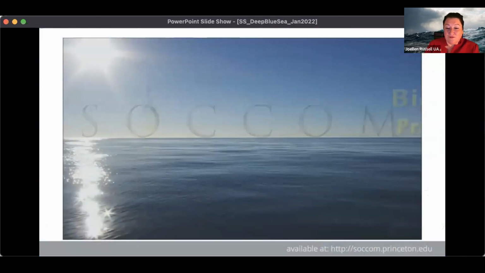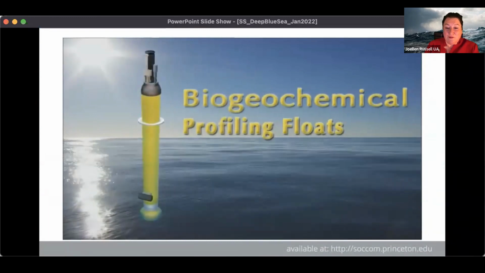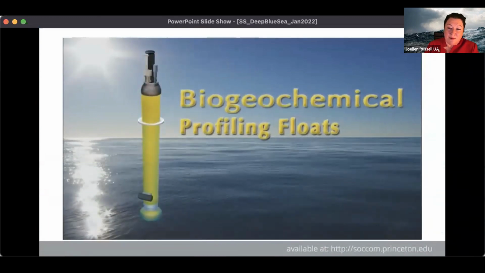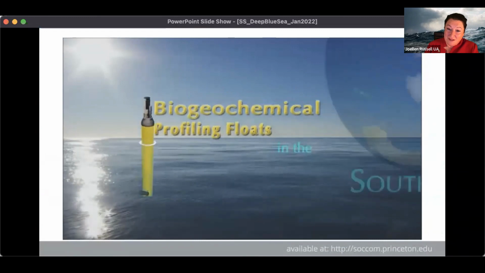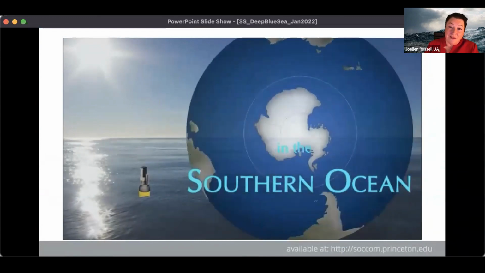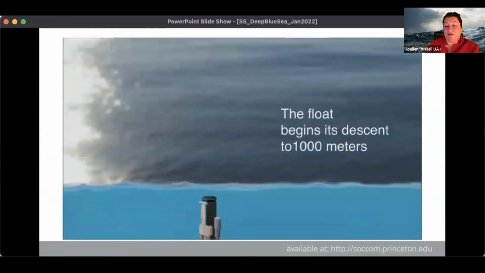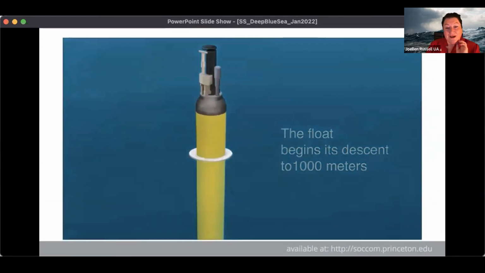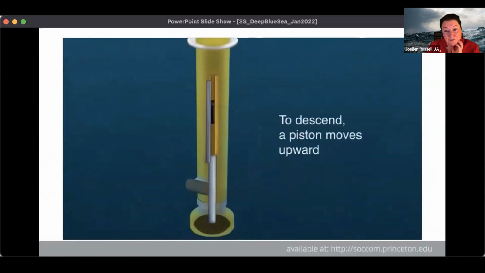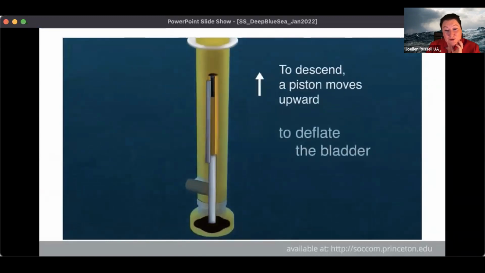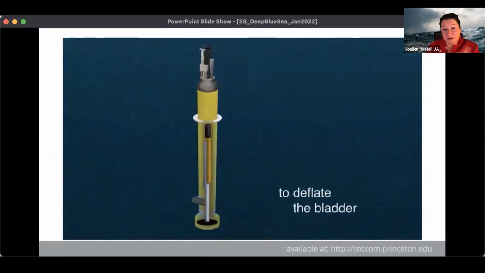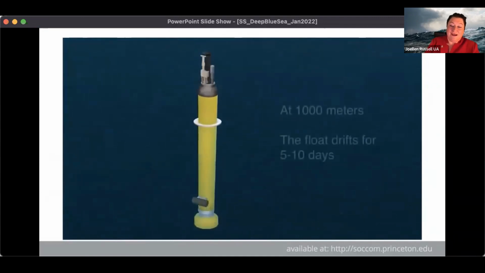And this is what a SOCCOM float does. Here it is. Biogeochemical, I know it's a huge word, but it's because it covers the biology, the geology, and the chemistry of the ocean. And what you'll see is that's what it looks like, these yellow tubes. Why yellow? Because red is absorbed better by ocean water, so you can see yellow for longer. It's more likely you'll be able to see your float.